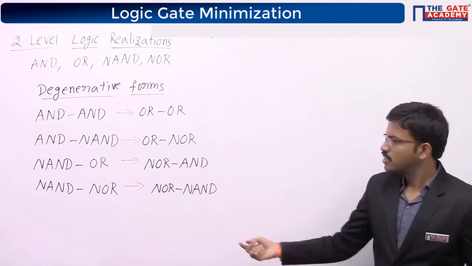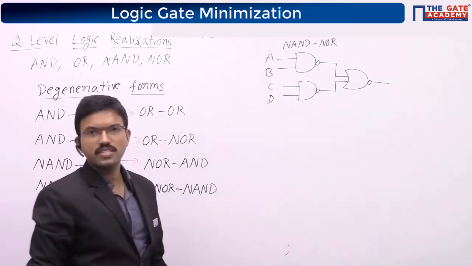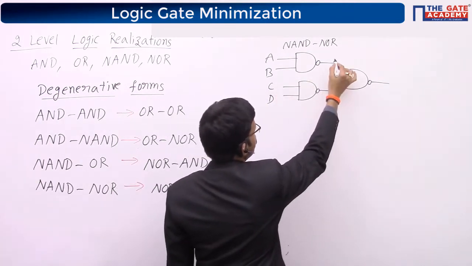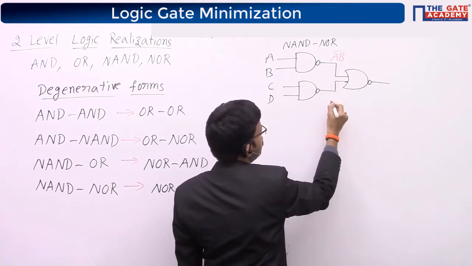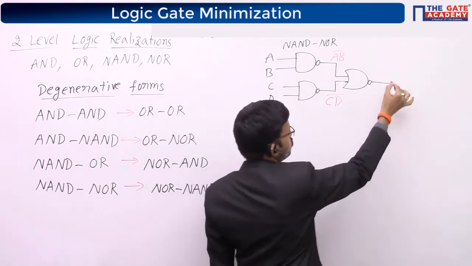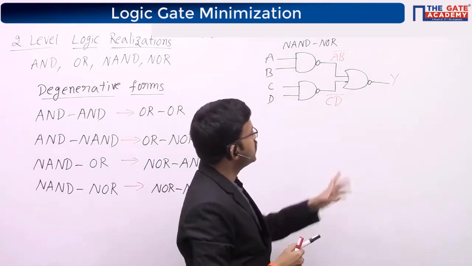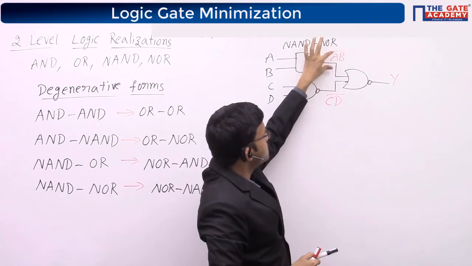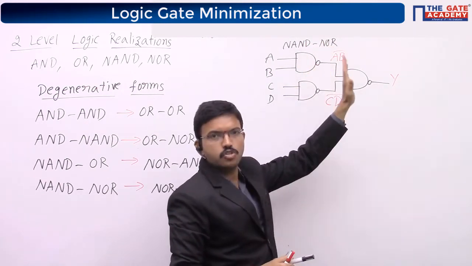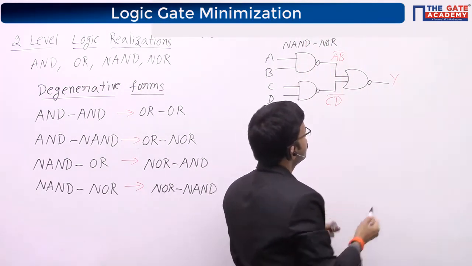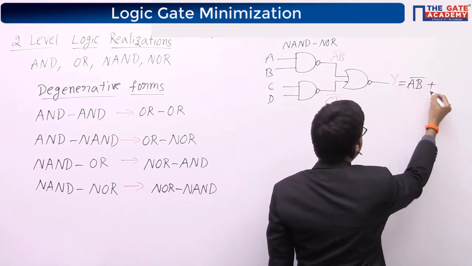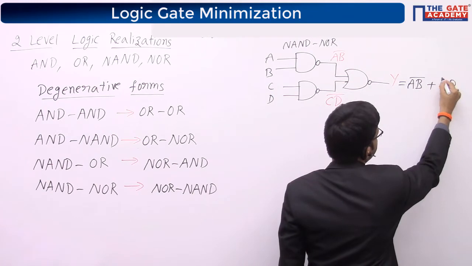Okay, we'll see. This is NAND NOR. Here you'll get AB bar, here you'll get CD bar. Output Y. Here it is a NOR gate, so you can treat it like x1, x2: x1 plus x2 whole bar. So here you will get y equal to AB bar plus CD bar whole bar.